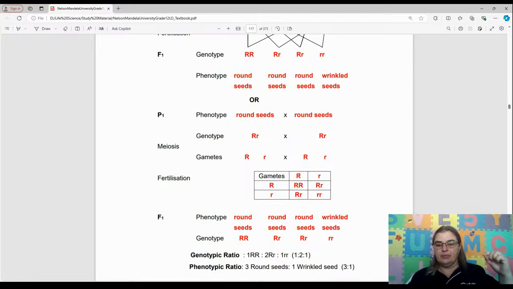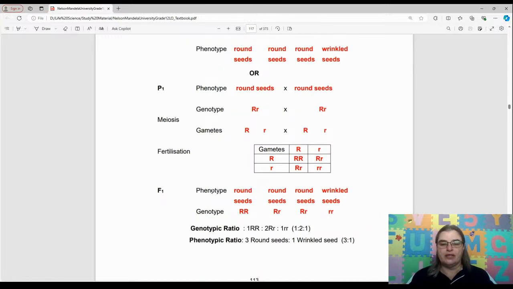So capital R with capital R gives us two capital R's, big R, small r, that block, the same capital R, small r. Remember, always put the capital letter first. So in this case, we get small r, big R when we cross. So we don't write it as small r, big R. We do it the other way around, okay? And the final result, two small r's. Same result, we get three round plants and we get a wrinkled plant.